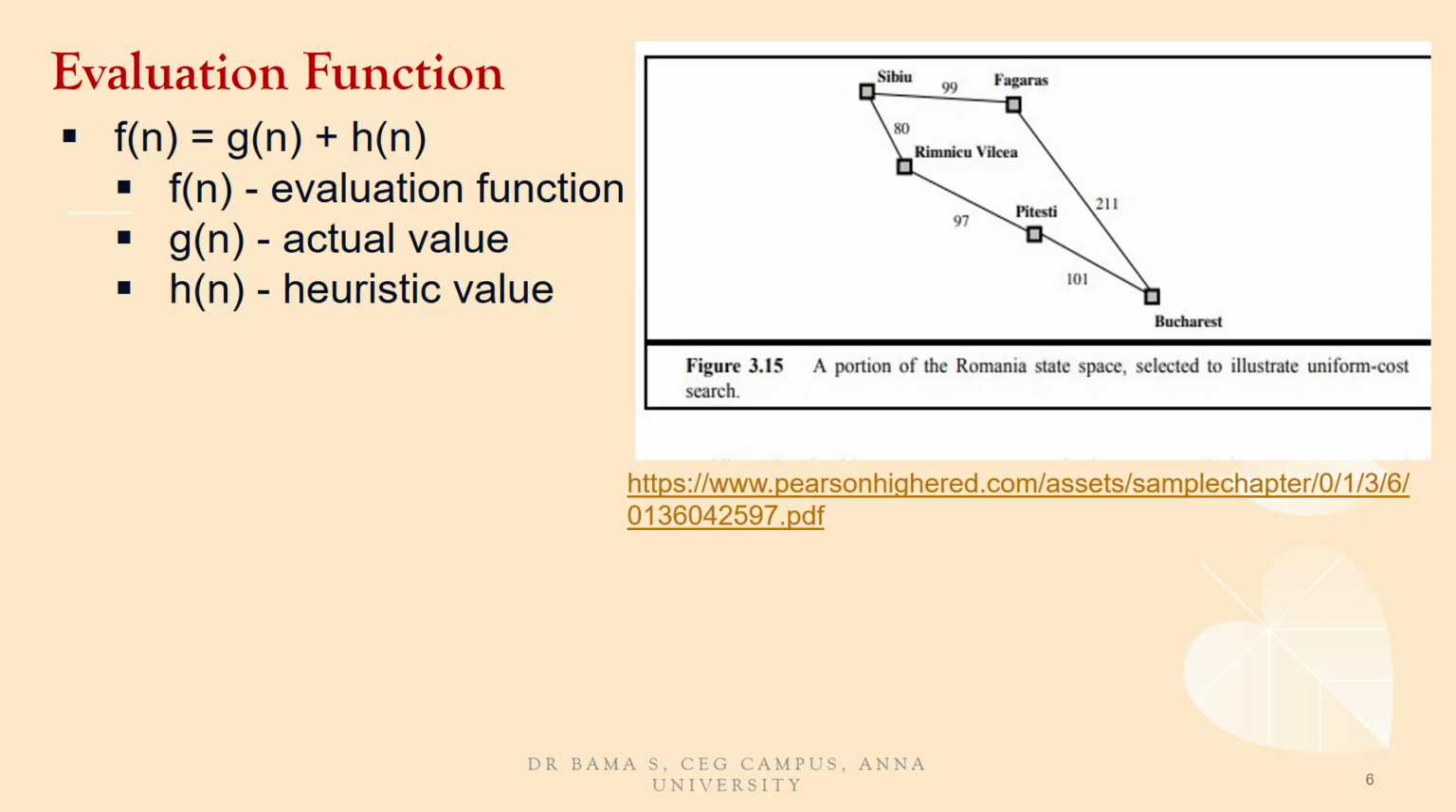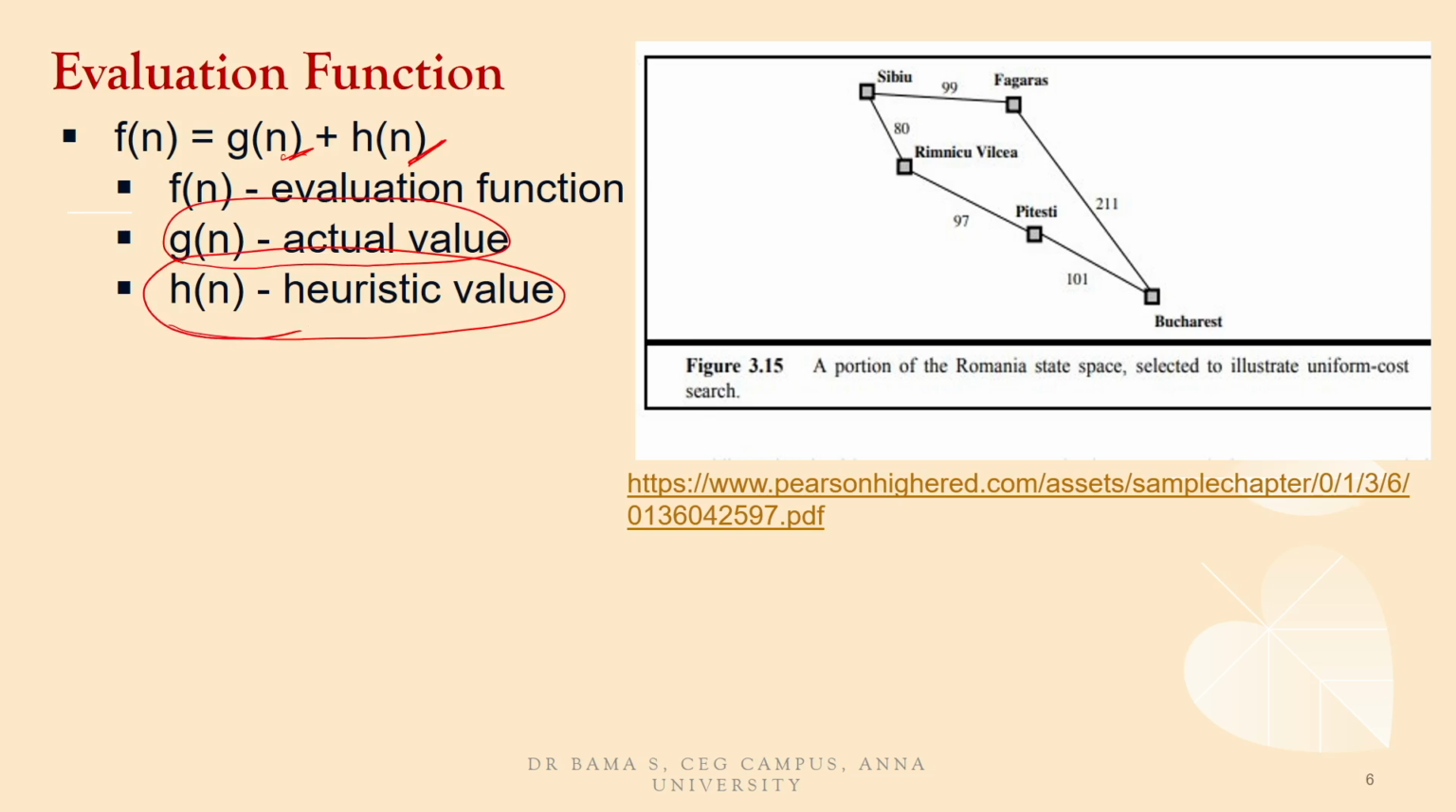There are other examples of heuristics that I will be giving in the next slide, but before we go into that, we will just see what an evaluation function is. An evaluation function, again for the search technique, consists of the g of n value and h of n value, where g of n is the actual value and h of n is the heuristic value.